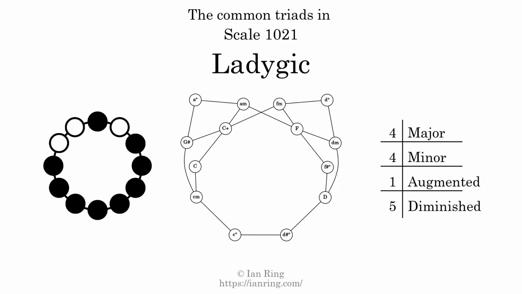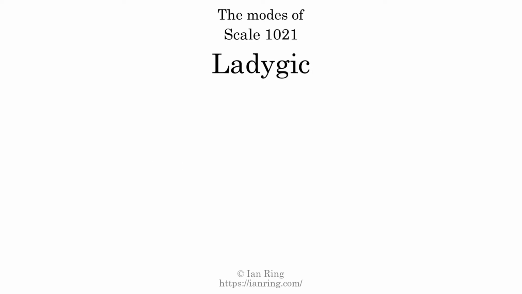Here is a Hamiltonian path of parsimonious voice leading that uses all the triads. This scale has 9 modes. The first mode is itself. The second mode is scale 1279, also known as Ladygic. It sounds like this.